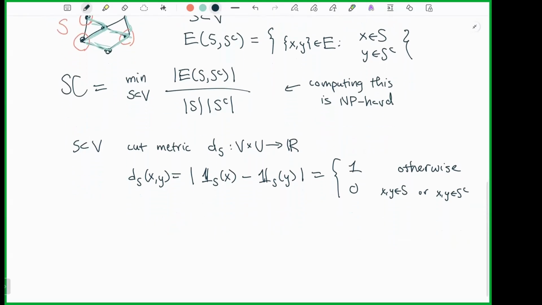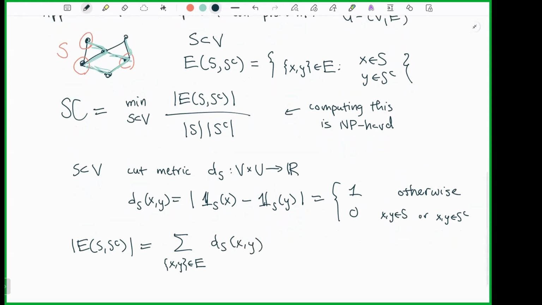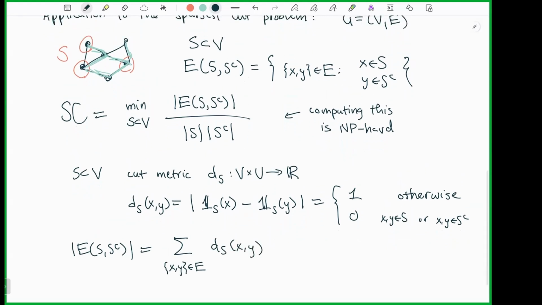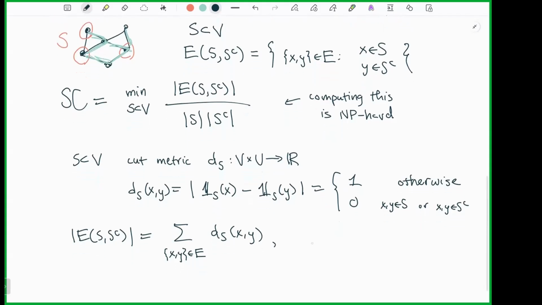And the observation is that this numerator, the quantity we're trying to minimize, is just summing over all edges. So this is where the graph actually comes in, right? You sum over all edges of this cut set, because that's exactly counting the pairs x, y where one of them is in S and one of them is in S complement. So that's the numerator. And for the denominator, notice that it's actually just the sum over all pairs of vertices of the same thing, right?